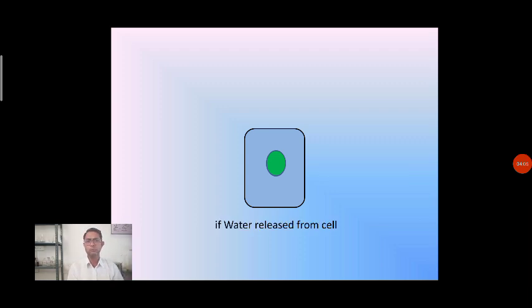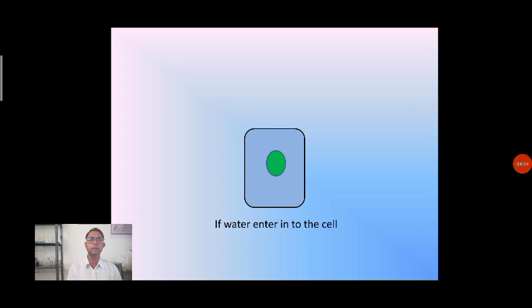Now if we have added a cell in a solution and the cell starts to release water from inside to outside, so the flow of water takes place from inside to the outside. In this situation we can say the solution is hypertonic. When the water molecules move from inside to the outer side, then we call it a hypertonic solution.